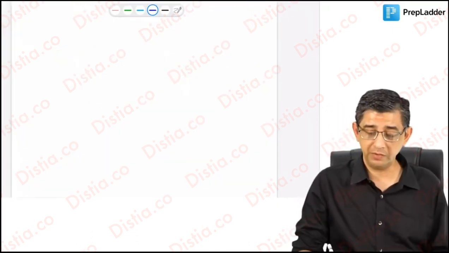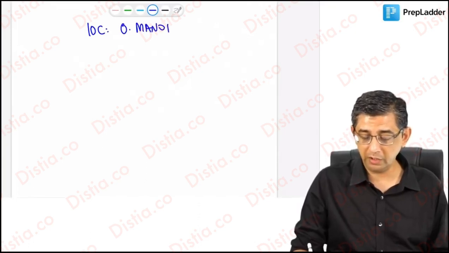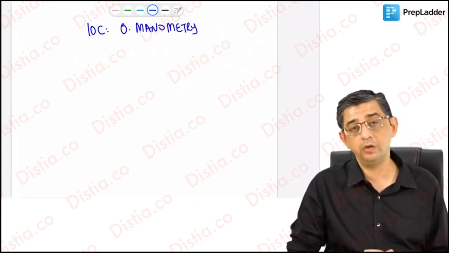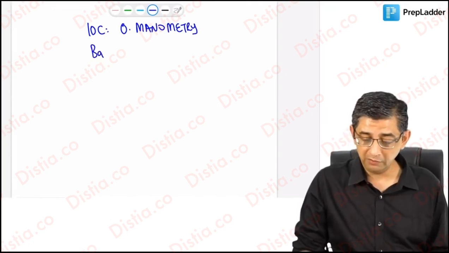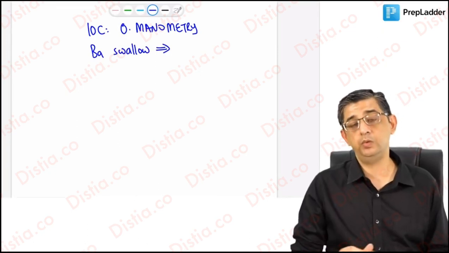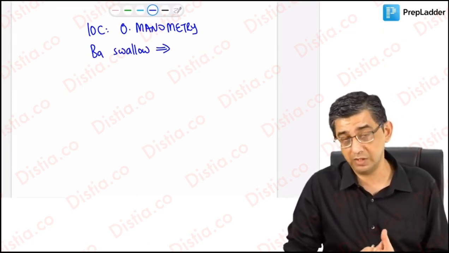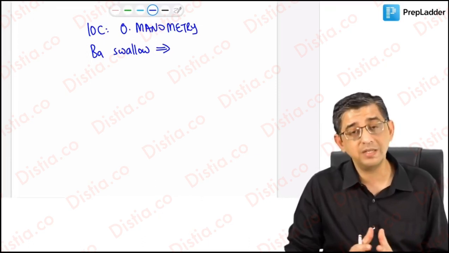The investigation of choice for this condition should be answered as esophageal manometry, where the tone of the sphincter will be found to be more than 25 millimeters of mercury. We all have a bias towards answering barium swallow because we see a lot of images of barium swallow in the textbooks, and even surgeons love to show a lot of such images, which are very classical ones from standard textbooks. So this bias can come.